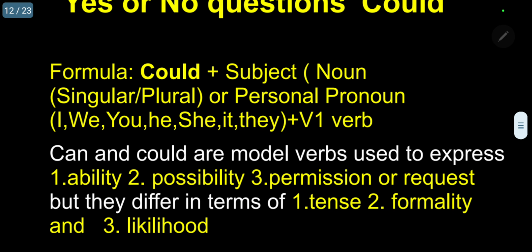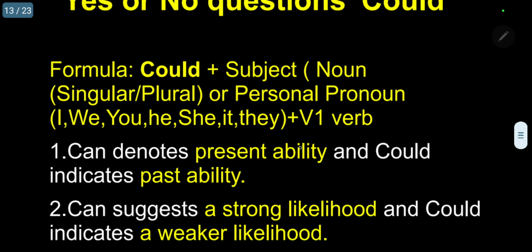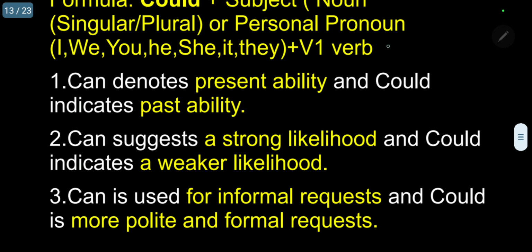Please follow. Now I will differentiate the ability, possibility and permission, in what way can and could are used, in terms of tense, formality and likelihood. Kindly follow me. Number 1. Can denotes present ability, and could indicates past ability. Very, very easy.